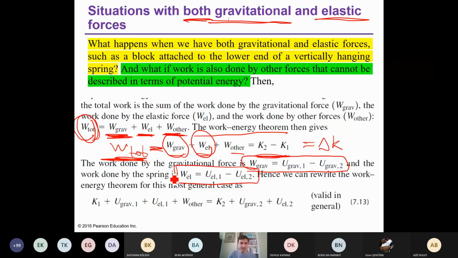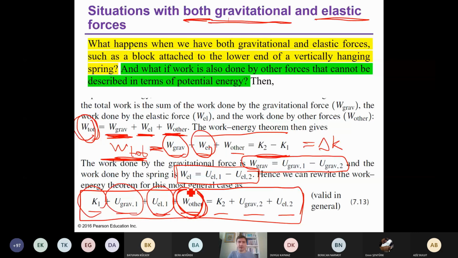Okay, what do you see? Initial kinetic energy, initial gravitational potential energy, initial elastic potential energy, and V other. This V other can be positive, can be negative, or it can be 0. And final kinetic energy, final gravitational potential energy, and final elastic potential energy. Okay, we have this one.